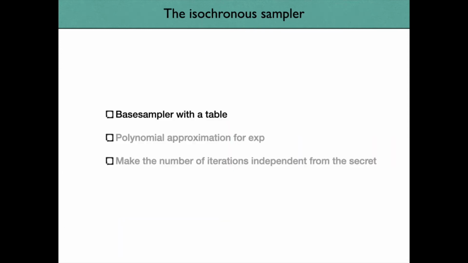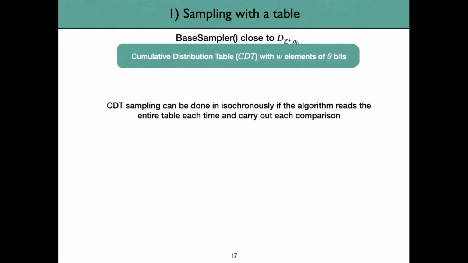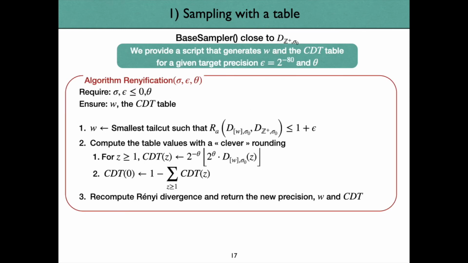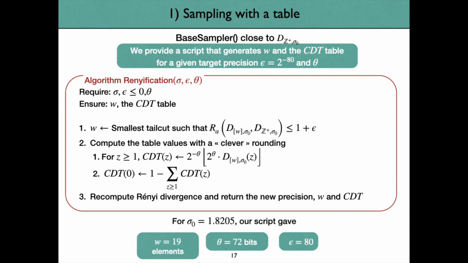Let me present the three modifications in more detail. For the base sampler, we use a cumulative distribution table, CDT. A CDT sampling can be done isochronously if the algorithm reads the entire table each time and carries out each comparison. With a simple script, we can generate such a table. For Falcon, only 19 elements of 72 bits are necessary.